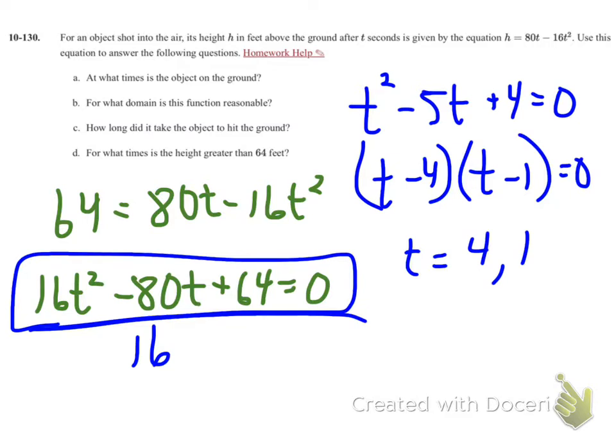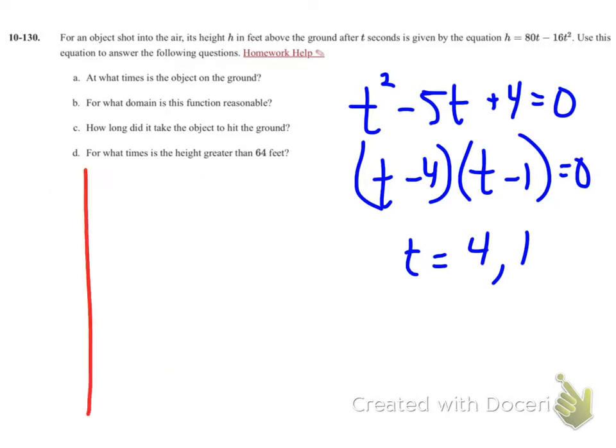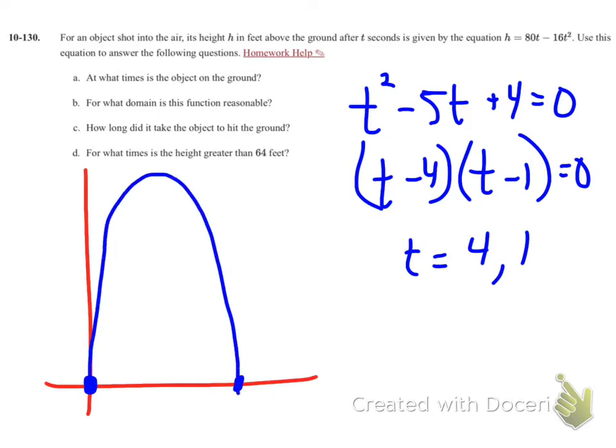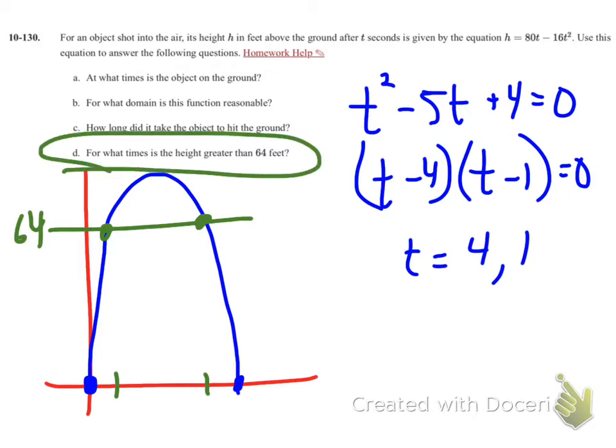So if we go back to what our sketch looked like earlier, the x-intercepts were at 0 and at 5, and it went up like this, which means at 1 second and 4 seconds, that would be your 64. So it is higher than 64 feet between 1 second and 4 seconds. Also, if we want a height greater than 64 feet, it will equal 64 at these. So if we want to write this as an inequality, it would be 1 is less than t, which is less than 4.